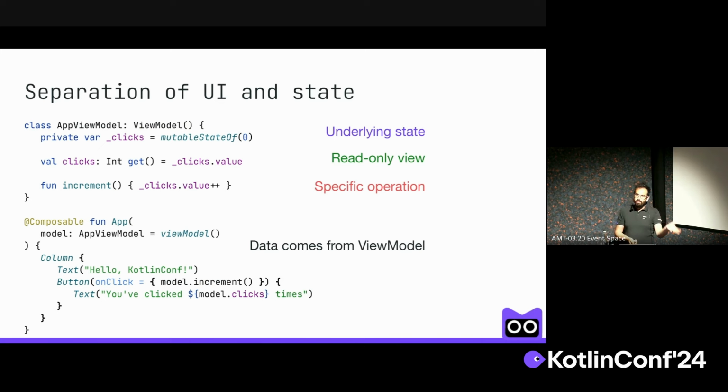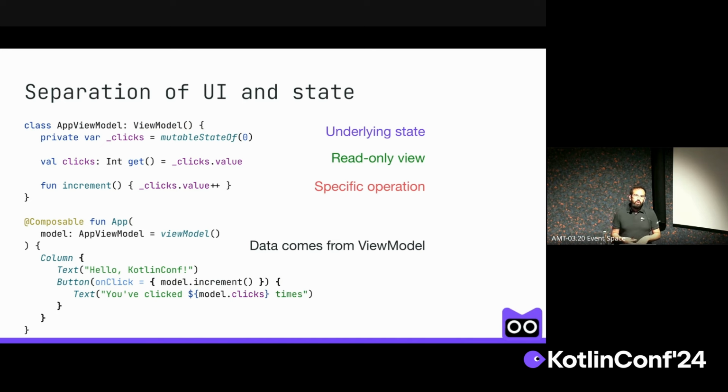You should be separating your UI from the keeping of the state. And to do so, we often use what is called a view model. What you can see there is in the view model, we have an underlying state, that's the _clicks, which we save. And then what we often do is instead of just giving free access to this underlying state, we provide a read-only view. Here we have the variable clicks. You can see that it is a read-only thing. I'm using a val there, and then we give specific operations to do this.